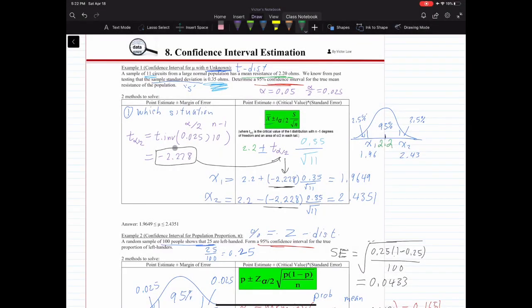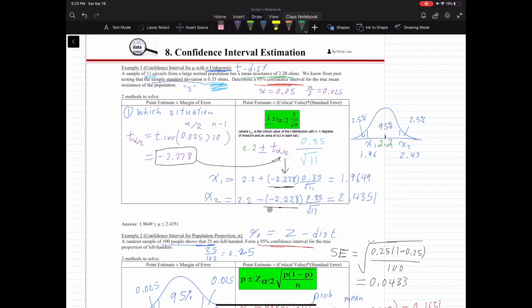So once we have calculated the t critical, we can substitute that into the formula, negative 2.228. And then we have the sample standard deviation S. S is your sample standard deviation, which is 0.35 ohms. So that's 0.35. And then we have square root n, which is your square root 11. So once we have all these variables, then we can plug it in to solve for x1 and x2. So we have two equations. One is for the plus, the other is for the minus. So that's why we have 2.2 plus the t critical times your standard error, and then we have 2.2 minus your t critical times your standard error.